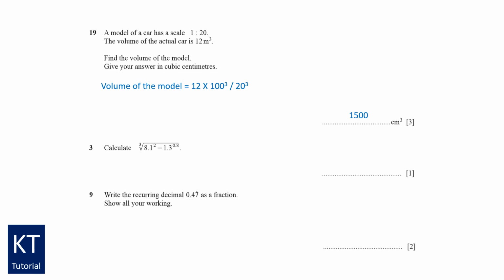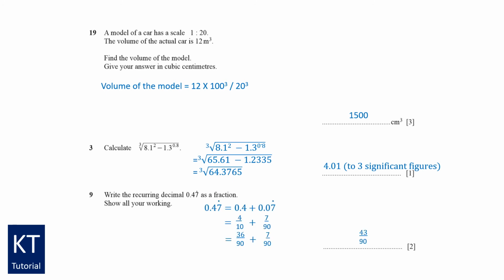Question 3. Calculate the expression. By following through the working, it should lead us to this being 4.01. Question 9. Write the recurring decimal 0.4 7 recurring as a fraction. 0.47 recurring can be expressed as 0.4 plus 0.07 recurring. This in turn can be expressed as their respective fractions prior to arriving at the answer.